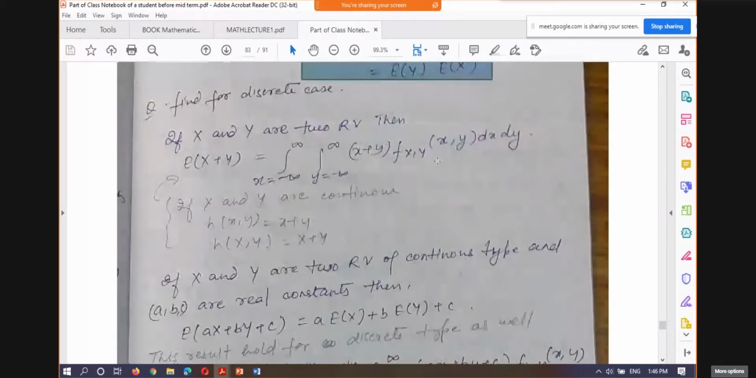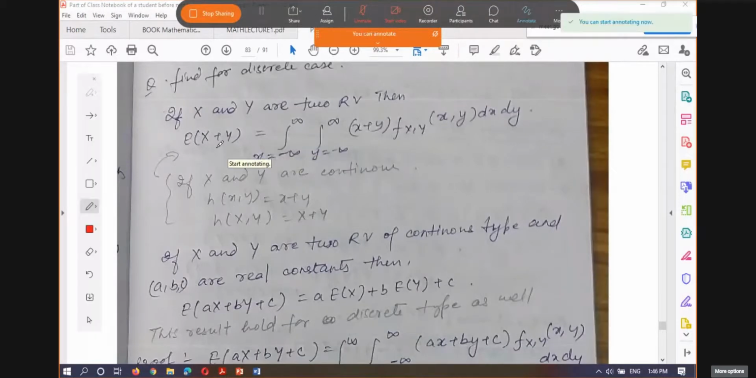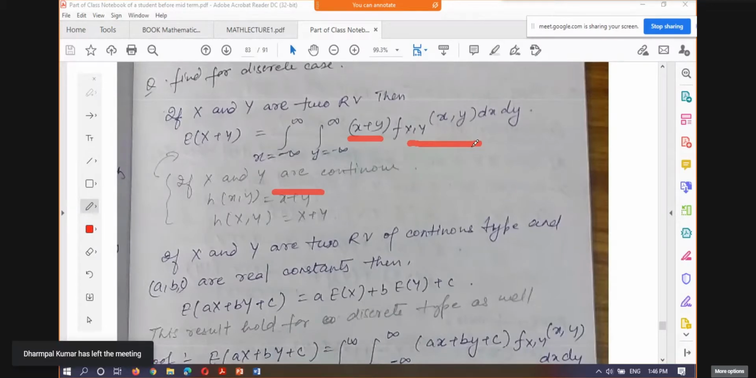We know that x plus y is also a function of x and y. So here h of xy is x plus y, and this is the joint density function of xy. So for the expectation of x plus y, we have to integrate with respect to x from minus infinity to plus infinity, and with respect to y, h of xy times the joint density.